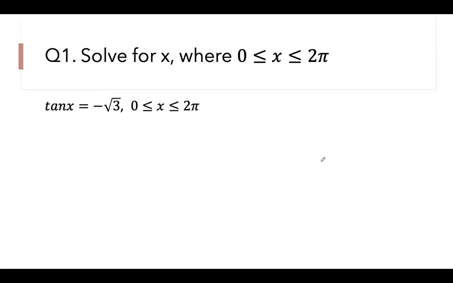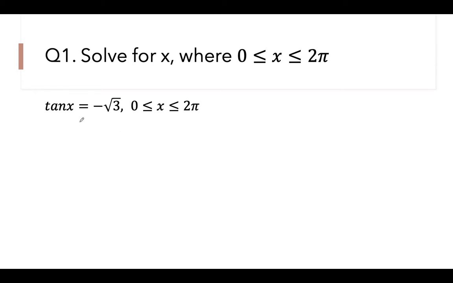Number 1. So we're going to dive into the question right away, using all the trigonometric equation characteristics that we learned in the previous section. When the question says solve for x, we're looking for an angle. So x is between 0 and 2 pi. Tangent x is equal to negative square root 3, and this is the restricted domain.